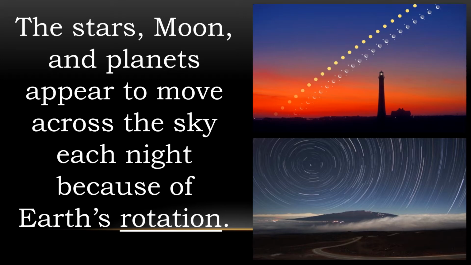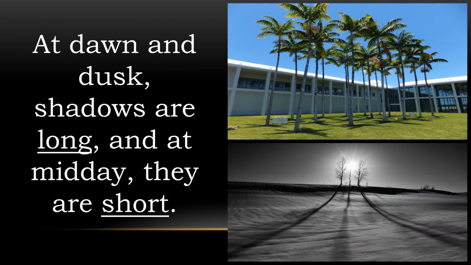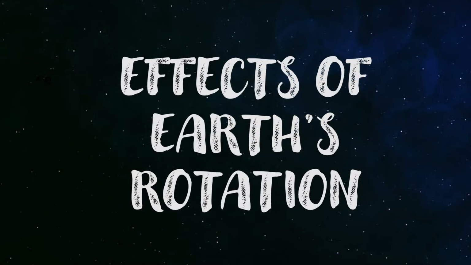The stars, moon, and planets appear to move across the sky each night because of Earth's rotation. At dawn and dusk, shadows are long, and at midday, they are short. So what are the effects of Earth's rotation? Let's look at it.